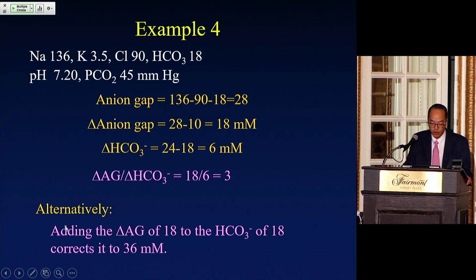Another way that some people do it as a shorthand is they take the delta anion gap, here 18, and just add it to the patient's actual bicarb. That tells you what the bicarb would be if the anion gap were corrected. If you add 18 to 18, it gives 36. So it suggests that there's also an underlying metabolic alkalosis. Either a delta-delta greater than 1, or this, tells you there's also a metabolic alkalosis. Not surprising, the patient says he's vomiting.